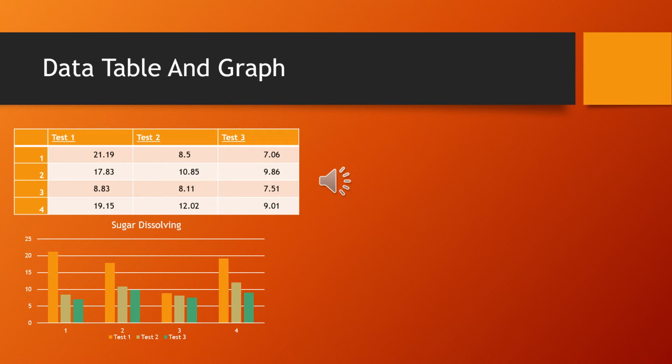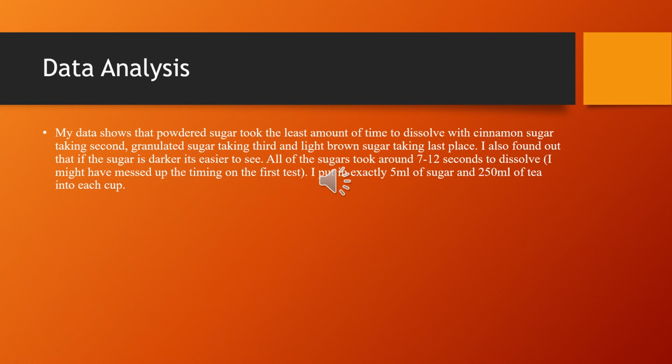My data table and graph are, well, they're a data table and a graph. The graph is a bit confusing, but basically the colors represent the tests and each little segment is a different sugar. So number 3 basically took the least amount of time. It's also what it says on the data table. On to the next slide.